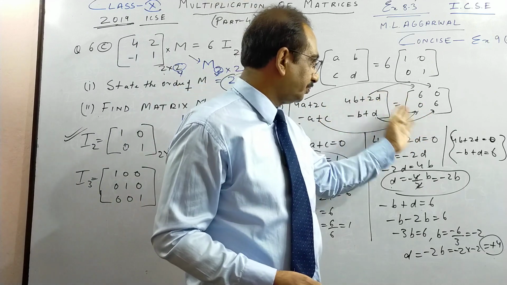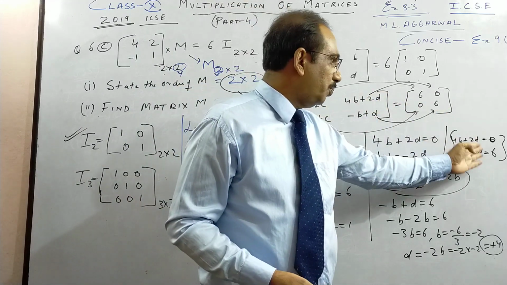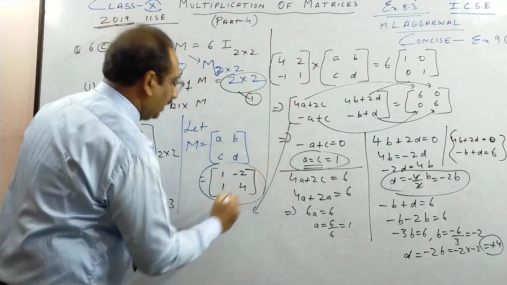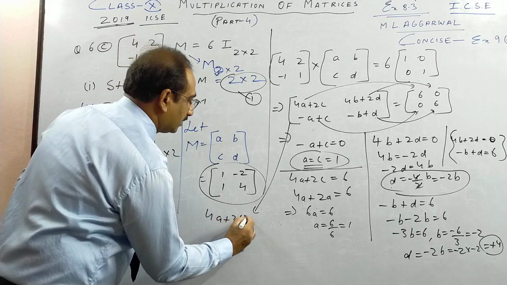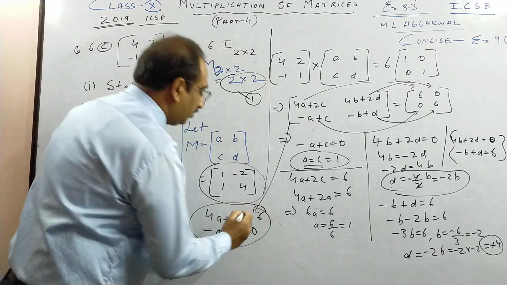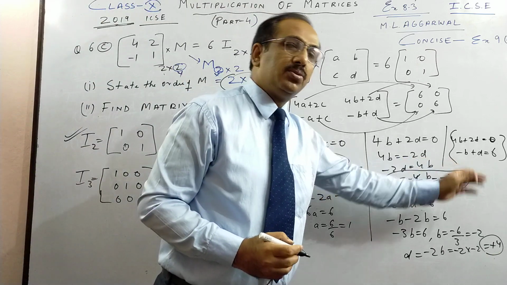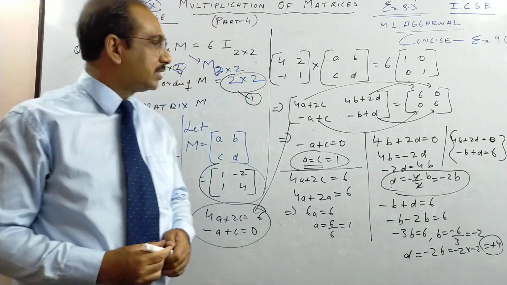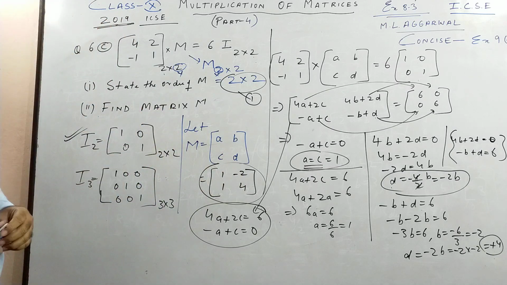I have shown you, B and D you solve simultaneously, and here you solve A and C. So 4A plus 2C is 6, minus A plus C is 0. Solve these two simultaneously, you will get the same answer, but this was easier and interesting, hence I did it. So pause the video and copy, and then we will go to one last question, which will be one from trigonometry.